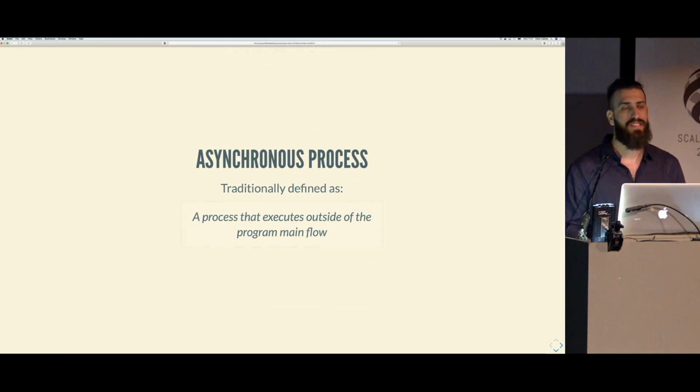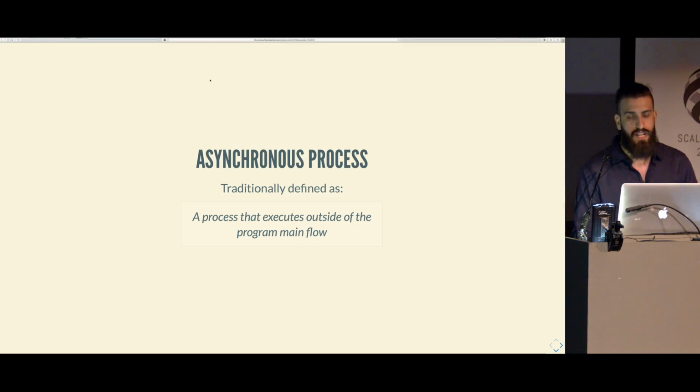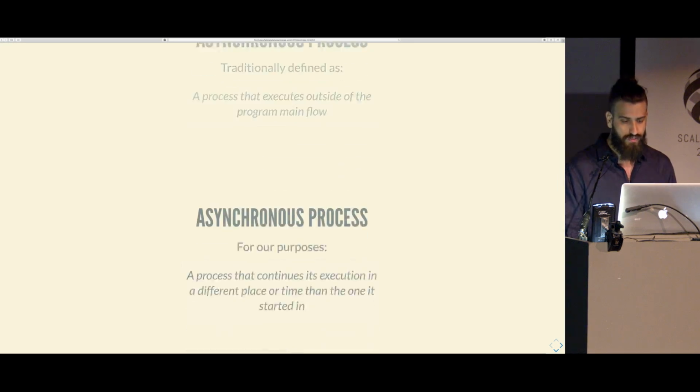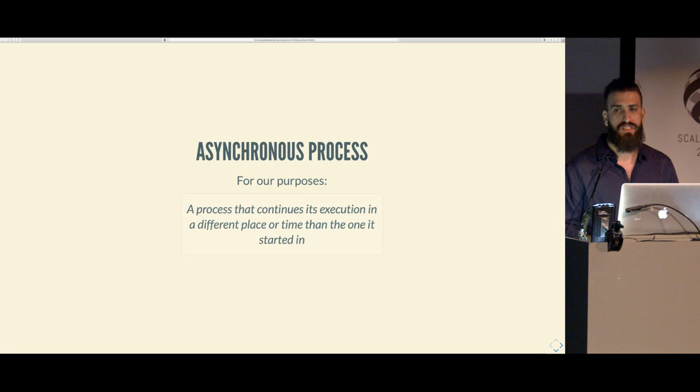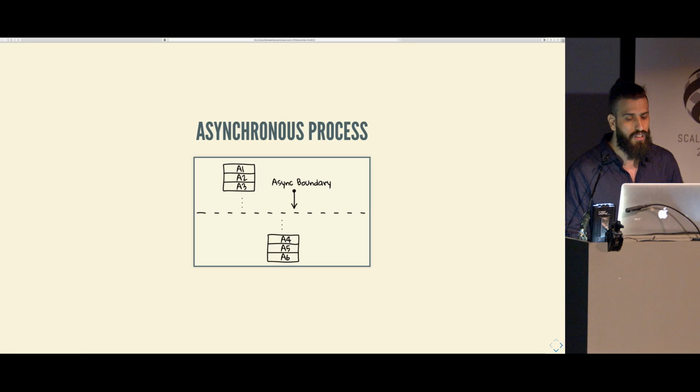Okay, so first of all, what's an asynchronous process? A traditional definition is a process that executes outside of the program's main flow. That's a fine definition, but I'd like to change it a little bit for reasons that will become apparent soon. I want to say that an asynchronous process is a process that continues its execution in a different place or time than the one it started in. It's still fairly vague, so let's have a look at a picture. You have this process. It executes 3 steps, and then there's an async boundary, and then it executes the other 3 steps somewhere else.